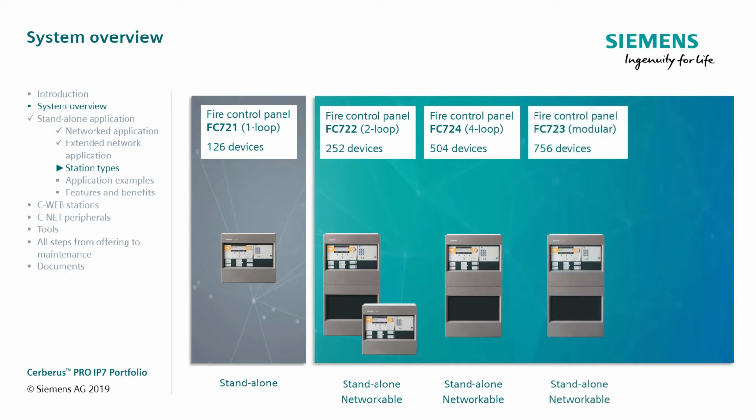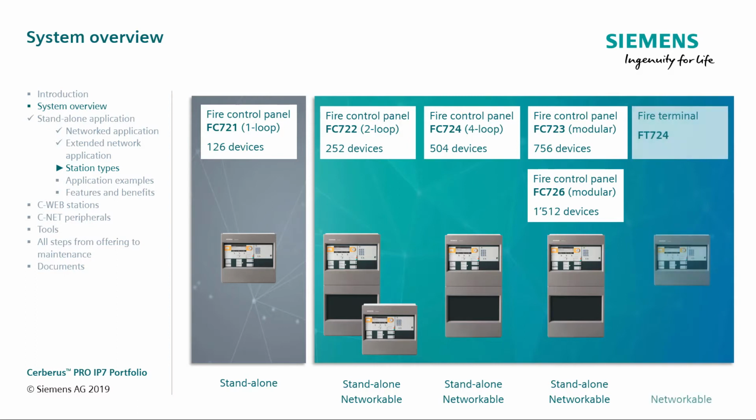The FC723 fire control panel is a modular panel that supports up to 756 devices. The FC726 fire control panel is also a modular panel, but supports up to 1,512 devices. Finally, the FT724 fire terminal is a pure operating terminal that is used in networked applications.